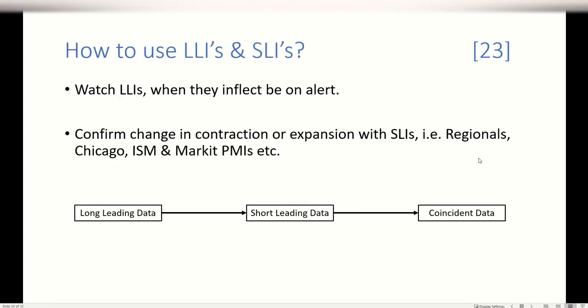How to use LLIs and SLIs? Well, fairly obvious, really. You use the long leading indicators to see how far out we are from a trend change, or what is coming up. Use the short-term leading indicators to confirm that viewpoint, and then maybe a couple of coincident data if you want to go that far. Most people just trade off of the long-term leading indicators data, as that's the one everyone's watching. And then you can place your trades as you so choose to fit, whether it's risk on, risk off, defensive, cyclicals, whichever way you wish to trade.